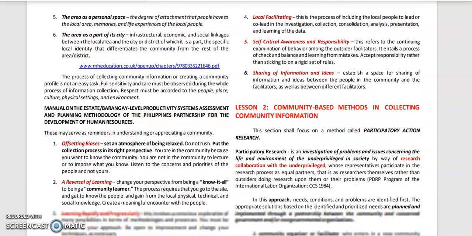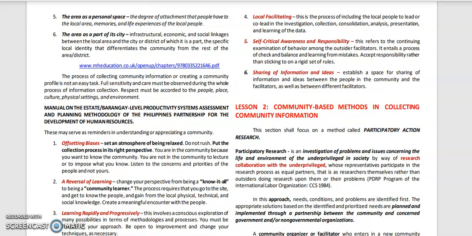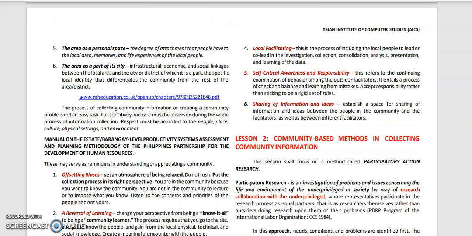Okay. And then, number 4, we have local facilitating. Ano bang meron sa local facilitating? So, this is the process of including the local people to lead or co-lead in the investigation, collection, consolidation, analysis, presentation, and learning of the data. So, you're going to allow the local people na sila yung magli-lead or mag-co-lead doon sa mga investigation activities sa collection, pag-consolidate, pag-analyze, at doon maging sa representation or presentation ng mga learning of the data.